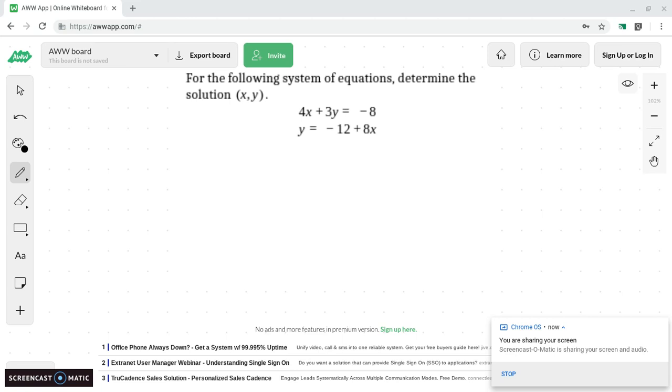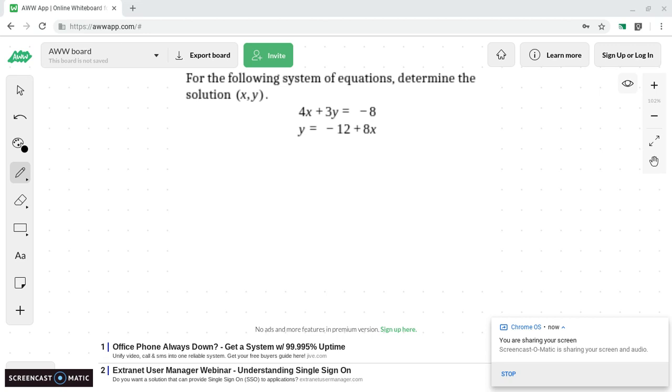All right, so we're going to go through solving a system of equations. It says, for the following system, determine the solution x comma y. And so we have two equations, and we have to figure out what the x value is and what the y value is. The first thing that we should notice about this system is we already have a y value by itself. So right here, the y is by itself, which is really important.